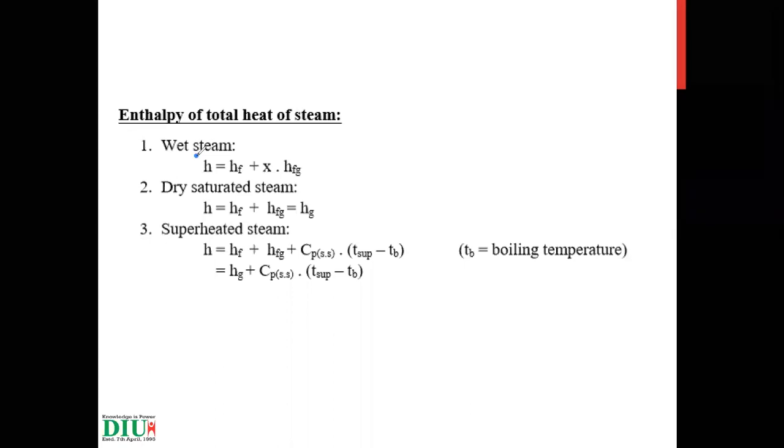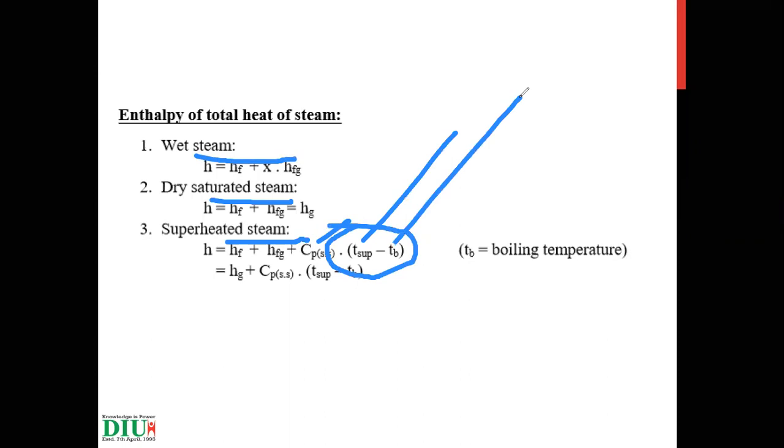You have to remember hf plus x into hfg, hf plus hg, hf plus hfg. This is the specific heat Cp times T superheated minus T boiling point, that is superheated temperature minus boiling point temperature. In the same way, you just put these values from the steam table using the pressure value.